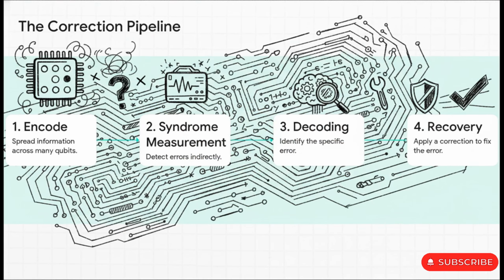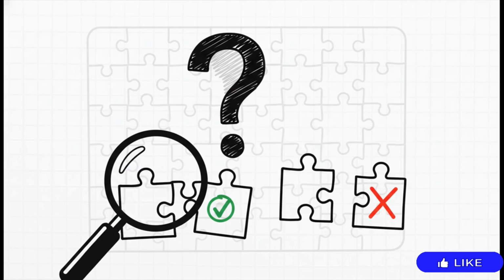This insight leads us to a really clear 4-step process, a correction pipeline, if you will. First, you encode the information across all those physical qubits. Then comes the really clever part, syndrome measurement, where you check for errors. After that, a regular classical computer decodes that information to figure out exactly what went wrong. And finally, it applies a recovery operation to fix the mistake. And that second step, syndrome measurement, is where the real magic is.